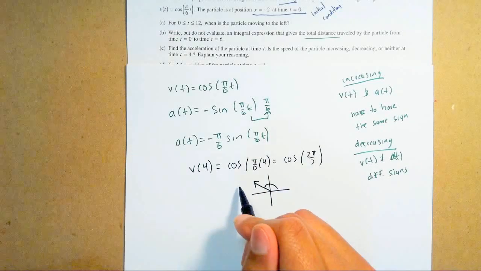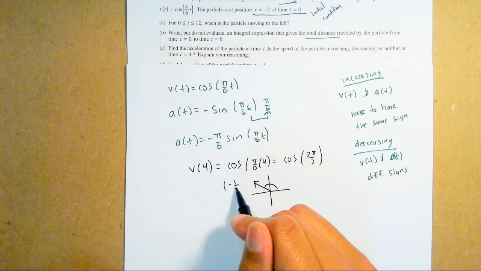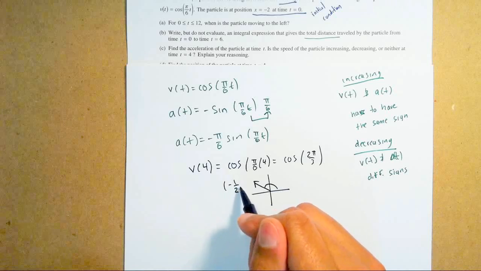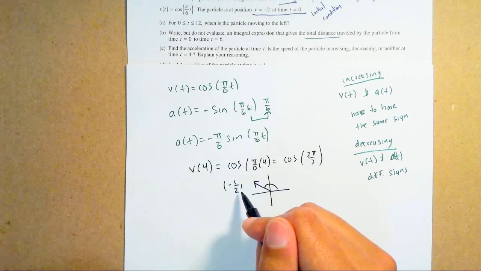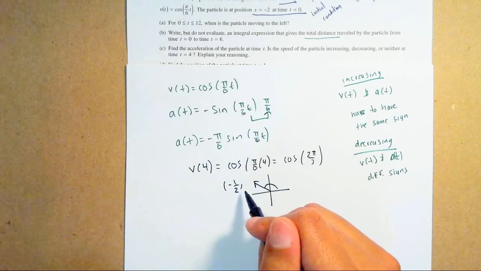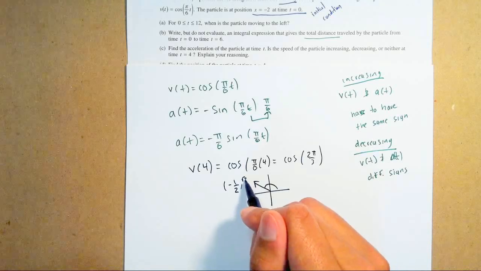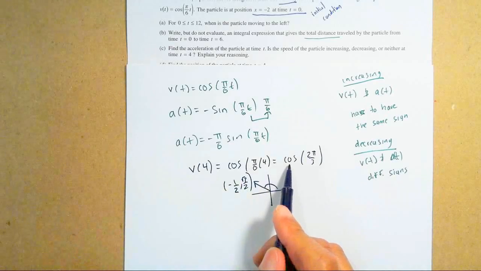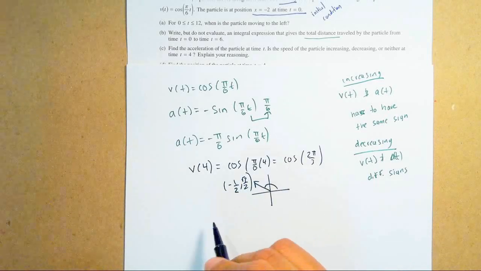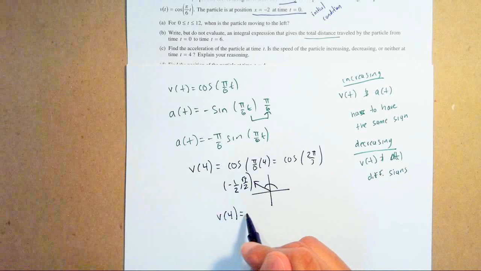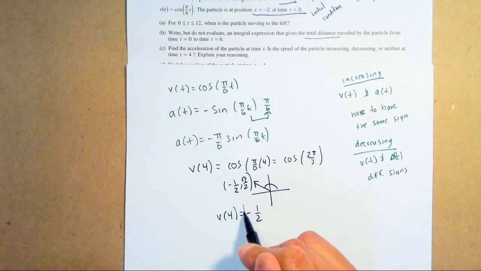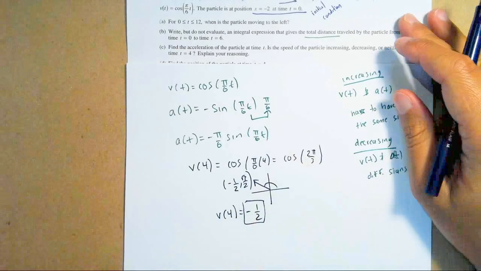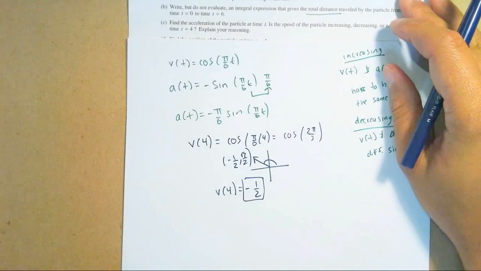This coordinate is negative 1/2, comma, radical 3 over 2. So because it's cosine, you have to remember, cosine is x. My x value is negative 1/2, so v of 4 is equal to negative 1/2. Okay, as of right now, it doesn't really mean anything. Now our next thing is we have to figure out acceleration.